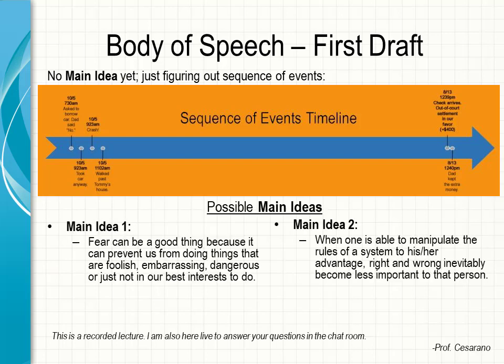Here are the two possible main ideas he's considering. Possible main idea 1: Fear can be a good thing because it can prevent us from doing things that are foolish, embarrassing, dangerous, or just not in our best interest to do. Possible main idea number 2: When one is able to manipulate the rules of a system to his or her advantage, right and wrong inevitably become less important to that person.